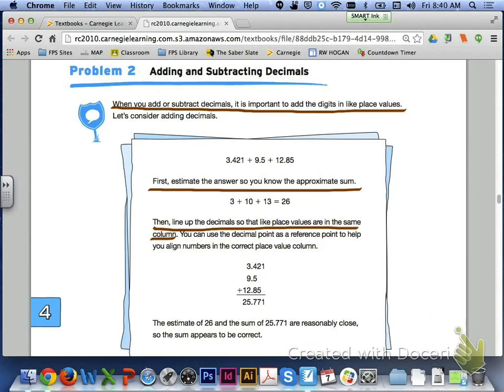Then it tells us in order to carry out our addition that we want to line up the decimals so that like place values are in the same column. You can use the decimal point as a reference to help you align numbers in the correct place value column. Obviously, with the answer that we came up with and our estimate of 26, they are reasonably close, so the sum is going to be correct.